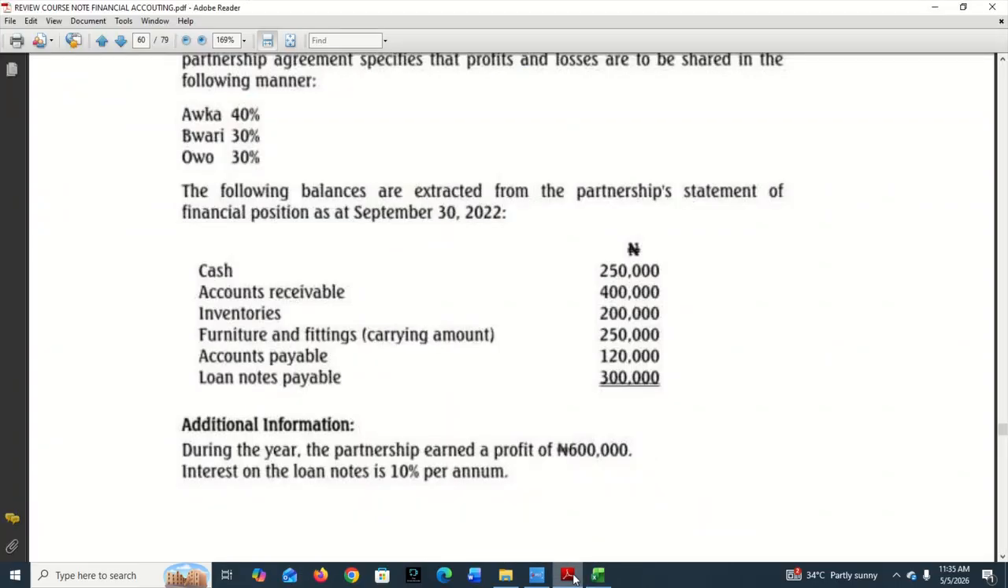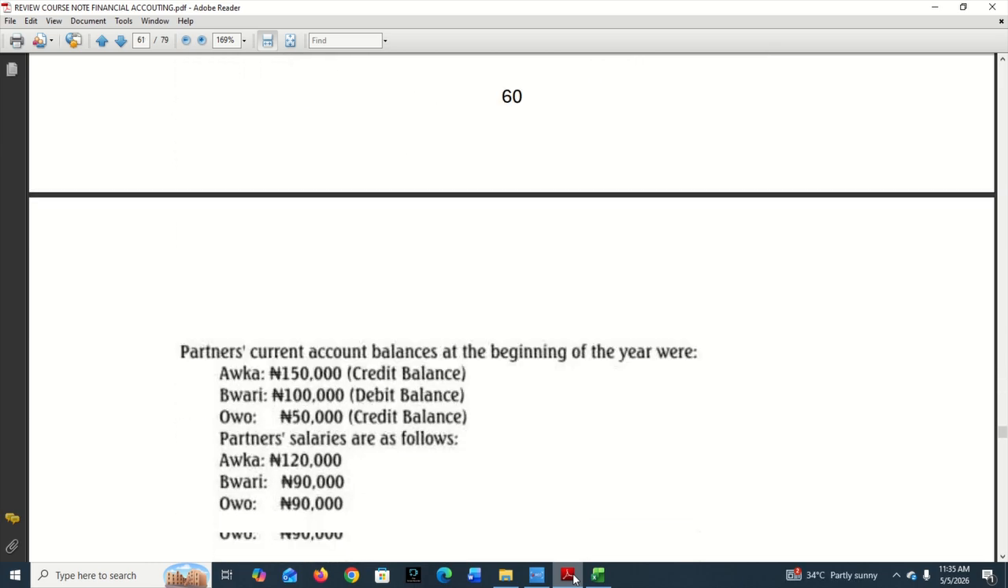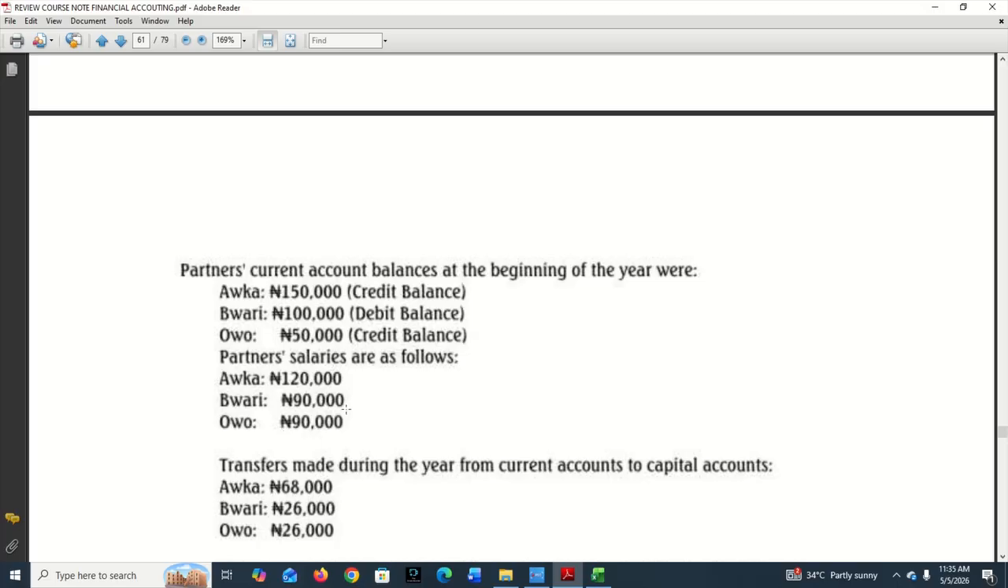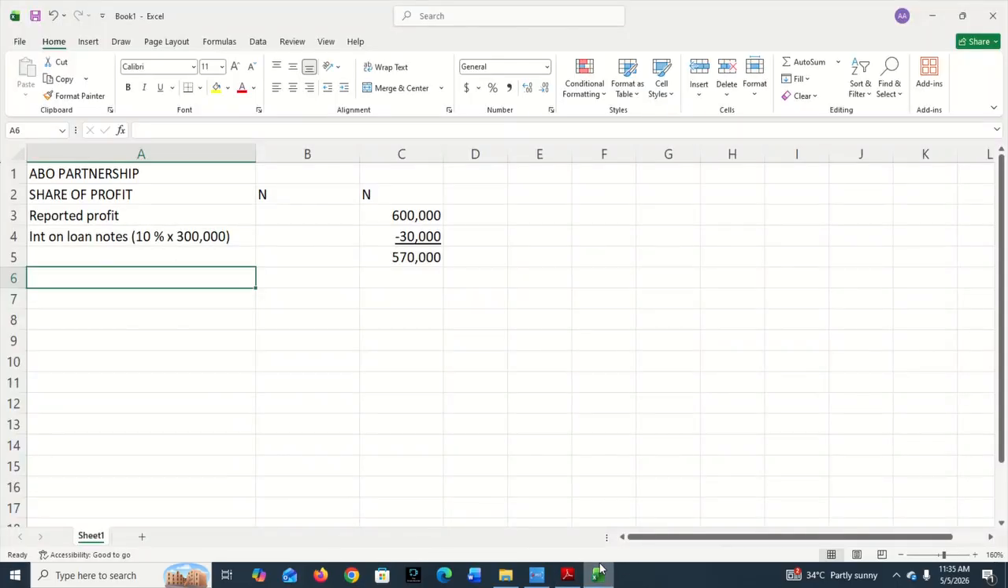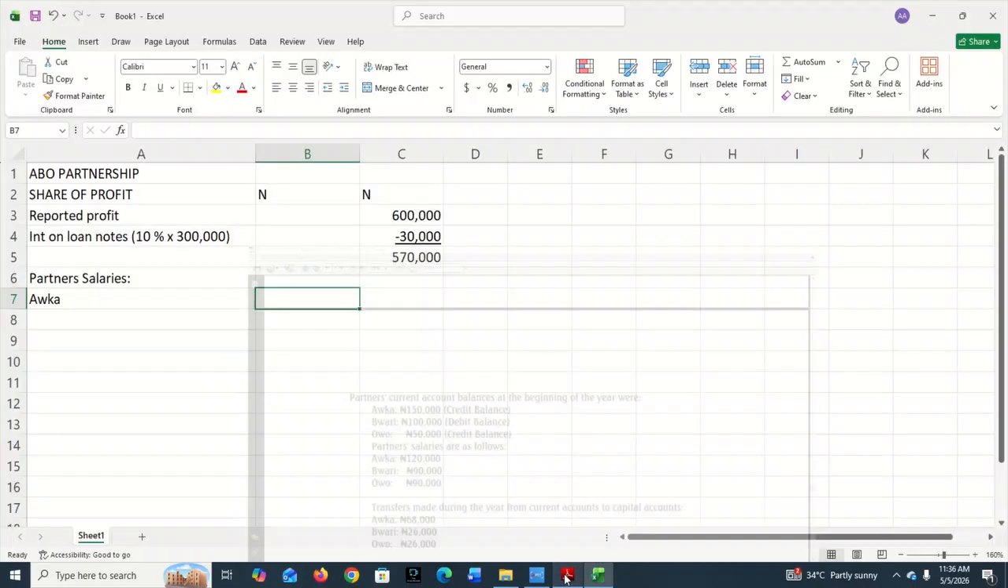So the first thing we are going to take off is, is there any partner's salary? If there's partner salary, interest on capital. Do you understand? We remove those things before we share the remaining profit. But in this question, they only give us partner's salary. So we are going to remove partner salaries from the money. So how much is Oka? Let's check. Oka is 120,000.